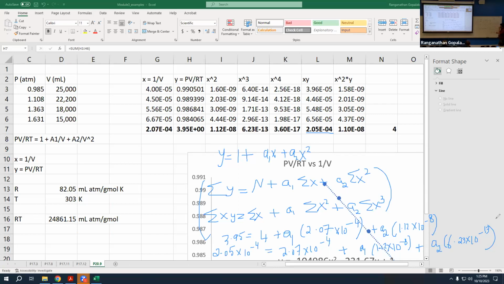And then how do you generate the second equation? Sigma xy equals sigma x plus a1 times sigma x squared plus a2 times sigma x cubed, which is the second equation we wrote. 2.05 times 10 to the minus 4 equals 2.07 times 10 to the minus 4 plus a1 times 1.12 times 10 to the minus 8 plus a2 times 6.23 times 10 power minus 13.